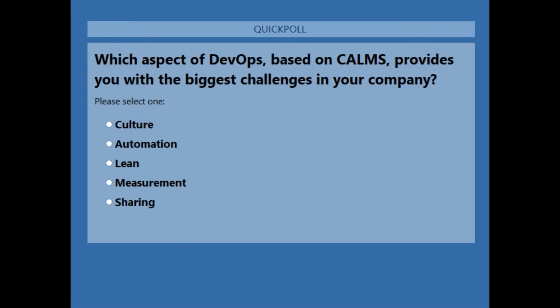Would it be the aspect of culture change? Would it have to do with the automation aspect of DevOps? Would it be the lean part which is in DevOps? Would it be measurements that you're using to see how well you're performing? Or is it the sharing part, the openness in your organization that is posing you with the biggest challenges? So I'd like to see your votes right now.